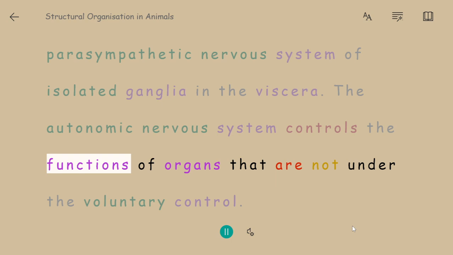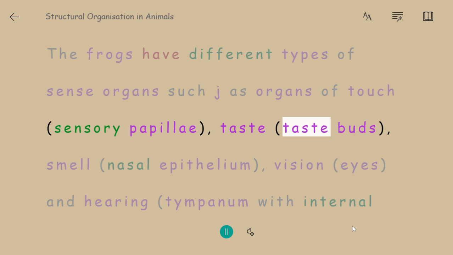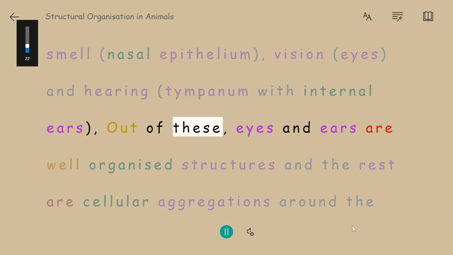Sense organs. The frogs have different types of sense organs such as organs of touch, sensory papillae, taste, taste buds, smell, nasal epithelium, vision, eyes, and hearing, tympanum with internal ears. Out of these, eyes and ears are well-organized structures and the rest are cellular aggregations around the nerve endings.